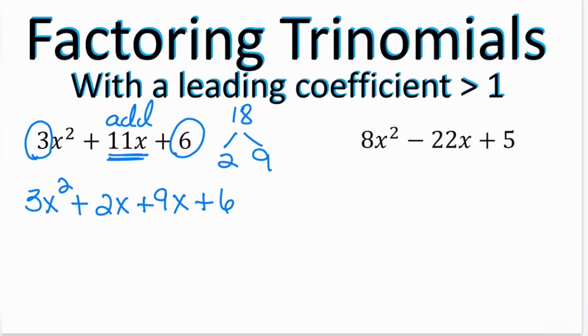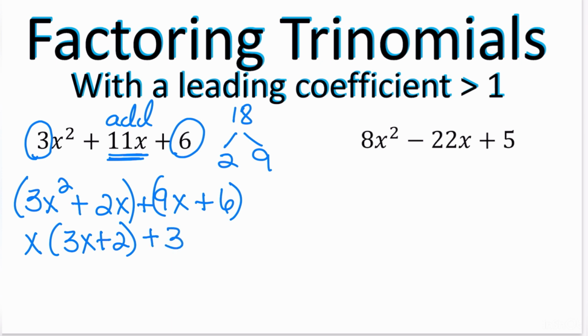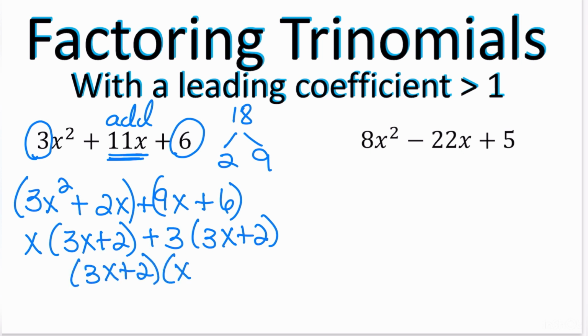By doing this, I'm now allowed to factor by grouping. So I'm going to group the first two together, the last two together. From the first two terms, I have an x in common, so I factor it out, and I'm left with 3x plus 2. From the second group, they are both divisible by 3, so I bring down the plus, and then I factor out the 3, and I'm left with 3x plus 2. So then what they have in common is 3x plus 2, and then I multiply it by x plus 3. So the answer is 3x plus 2 times x plus 3.